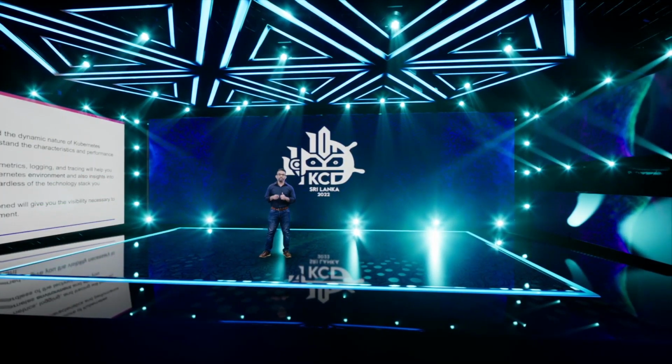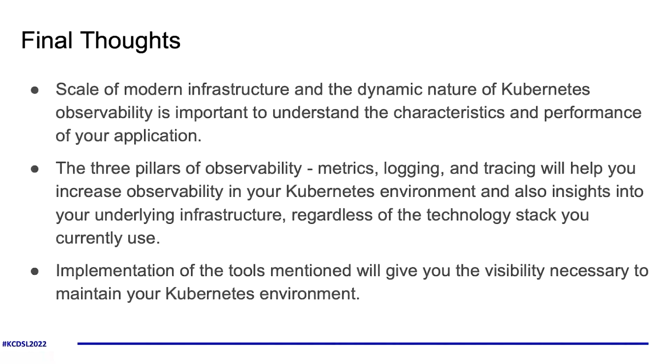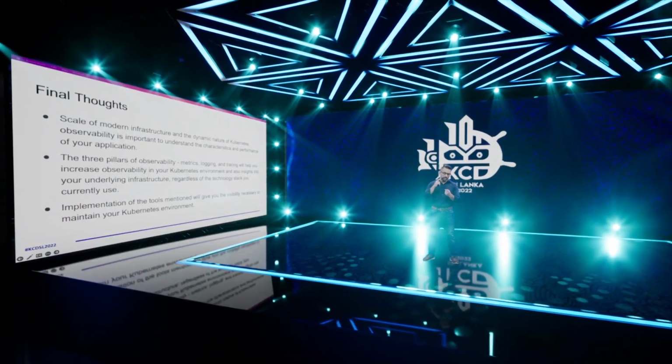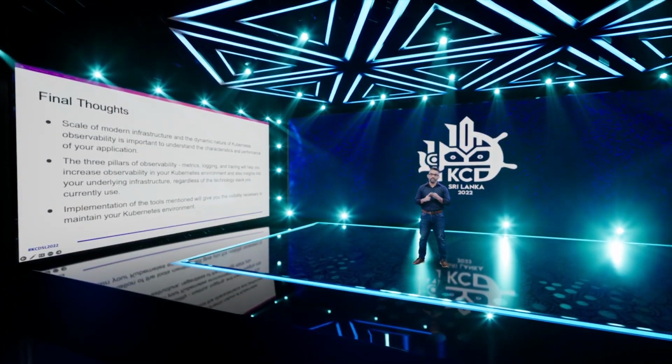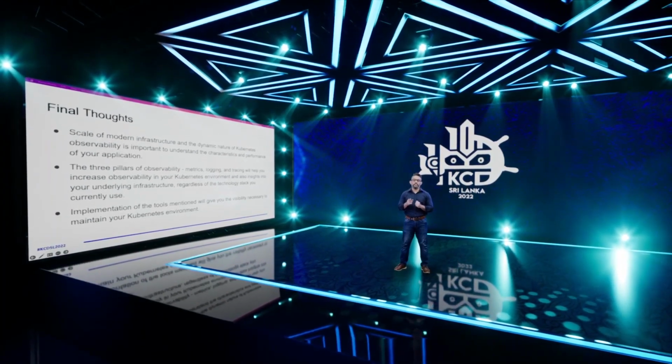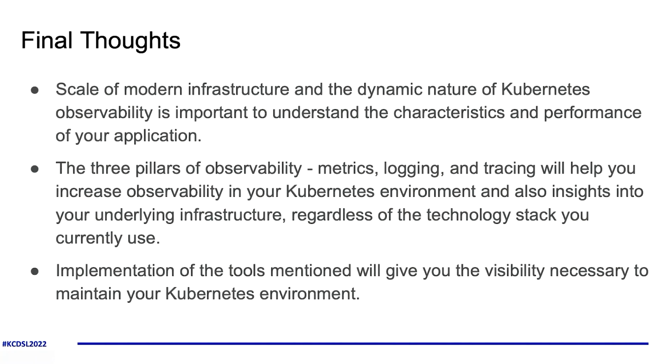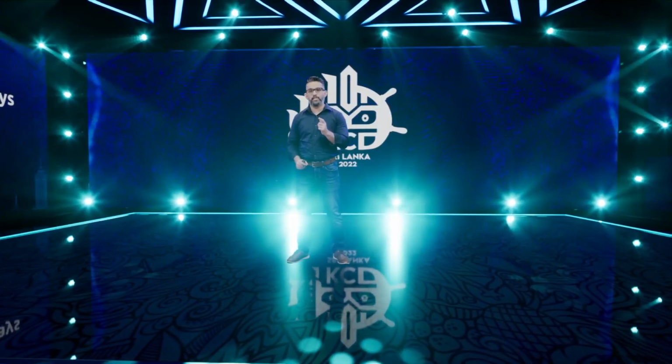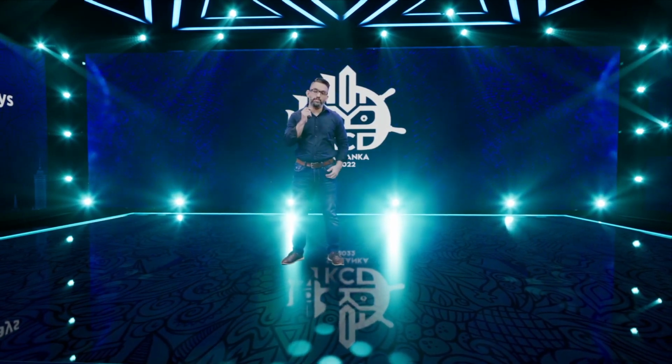With that, because of the scale of modern infrastructure and the dynamic nature of Kubernetes, observability is a critical component. The three pillars I mentioned, that is logs, metrics and tracing, will not only help you to increase observability, but also help you to gain insights into your infrastructure, regardless of the technology stack that you use. The tools mentioned here are the de facto standard tools used by the cloud native community, and implementing them will help you to gain observability in your Kubernetes environment.